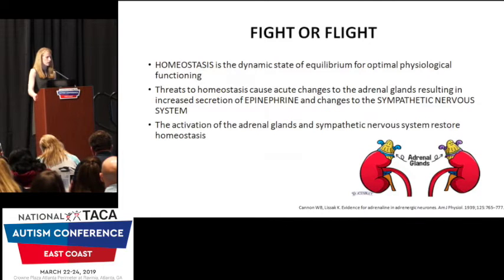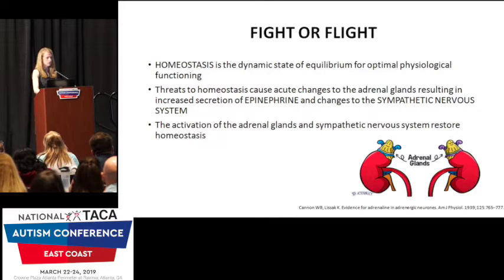And so, fight or flight. Essentially, the purpose of fight or flight is to help the body respond to a stressor, but then also to come back down into homeostasis. So what is homeostasis? Homeostasis is the dynamic state of equilibrium for optimal physiological functioning. When there are threats to homeostasis, there's going to be acute changes from the adrenal glands, and it's going to release epinephrine. And that's then going to cause the sympathetic nervous system to respond, and that's going to be that fight or flight. And eventually, it will come back down after it's dealt with that stressor, and as a result, it's going to restore that homeostasis.